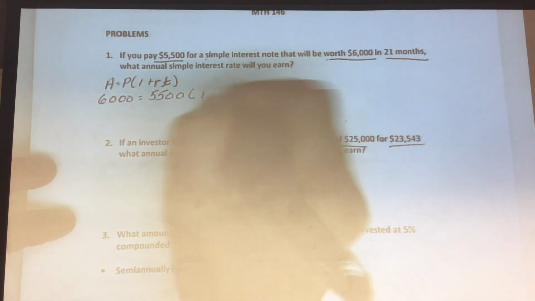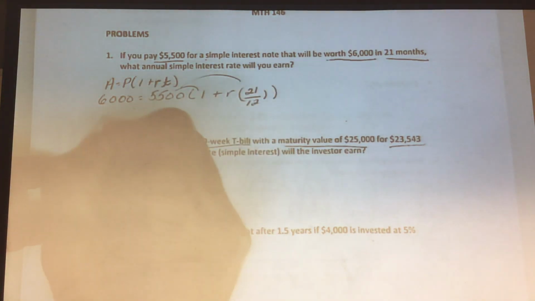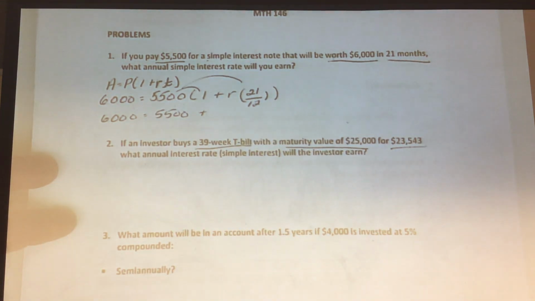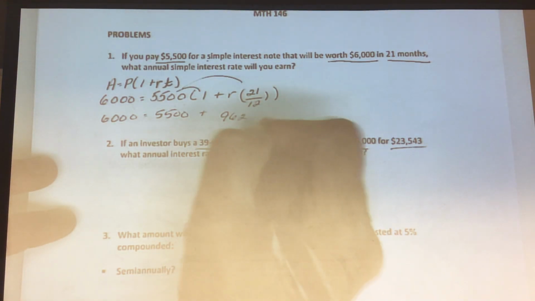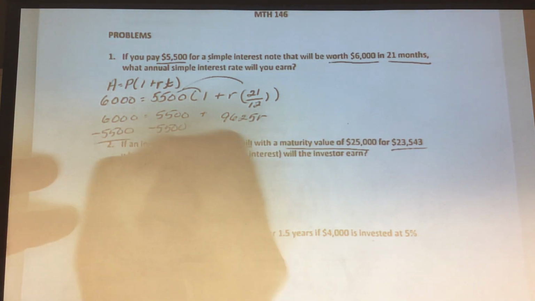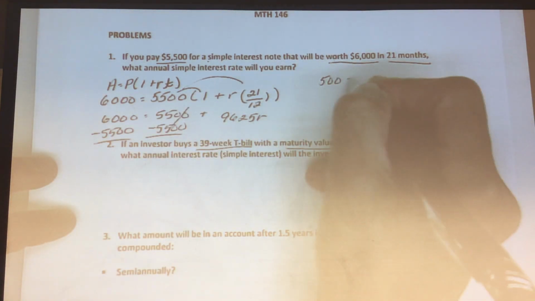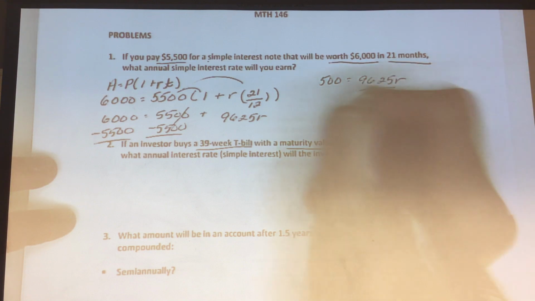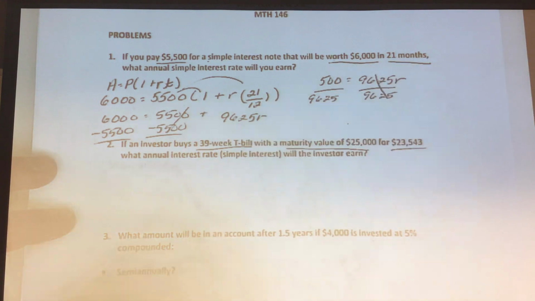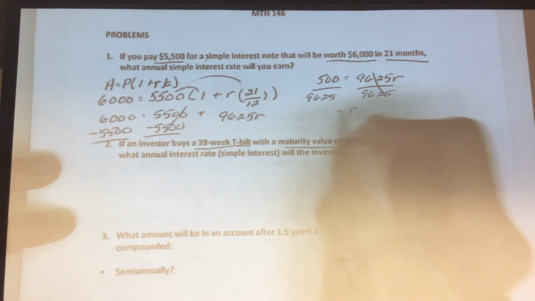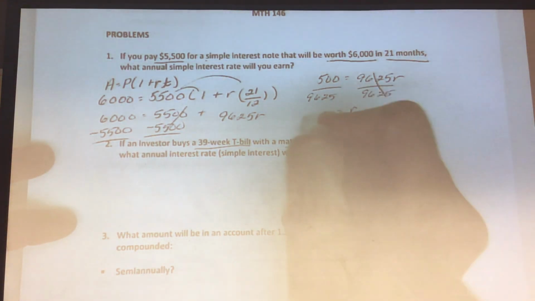So we divide 21 by 12, and then times 5,500. So let's do that distribution. When you divide and multiply, that comes out to 9,625 R. Now combine like terms: 5,500, and that is 500 is equal to 9,625 R. Divide both sides by 9,625. Now when you divide 500 by that number, you end up with 0.052.